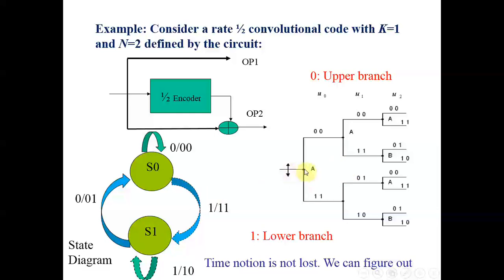So you are in the initial state, you receive 0, you take the upper branch. When I take the upper branch, what is my output? 0, 0. But you come to the same node again, A to A, it remains in the same state. And if I am receiving 1, we are taking the lower branch and my output is 1 1. But after taking 1, I will go to the next node. So my next node here is B. This is B, or this is S1 if we refer this particular diagram.